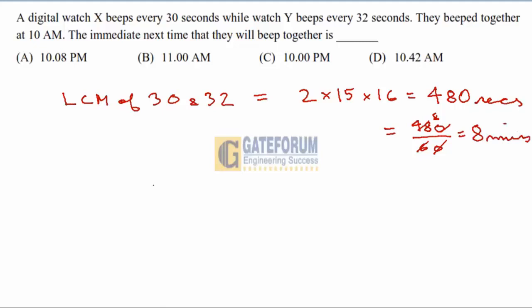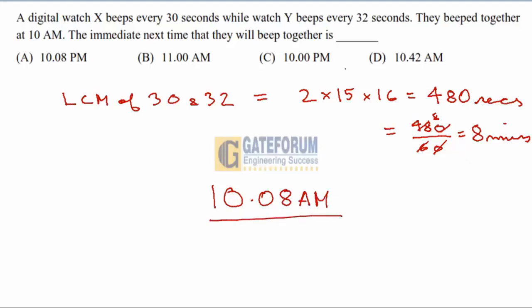So you can say that after 8 minutes, both of them will beep together. So they beeped at 10 a.m., and after 8 minutes, it will be 10:08 a.m. So this is the correct option.